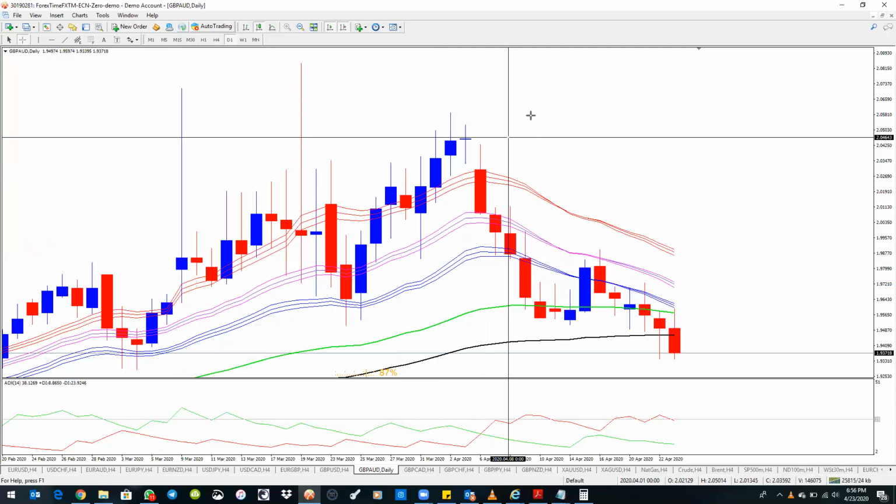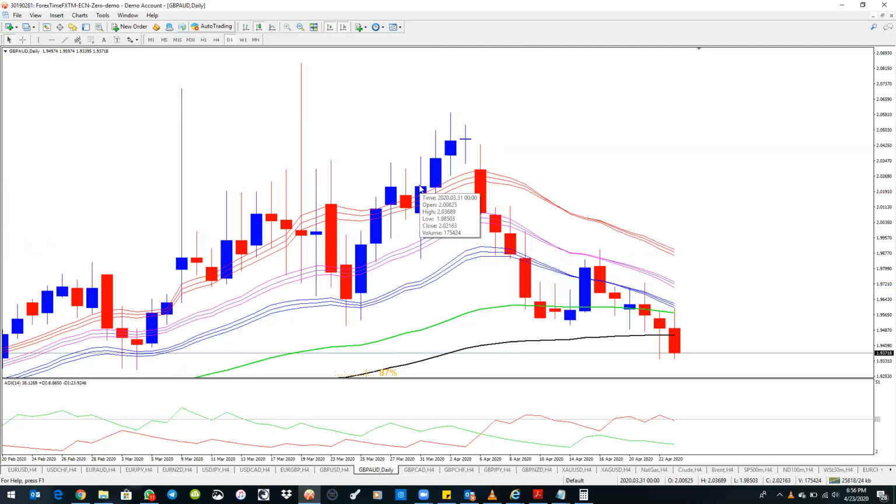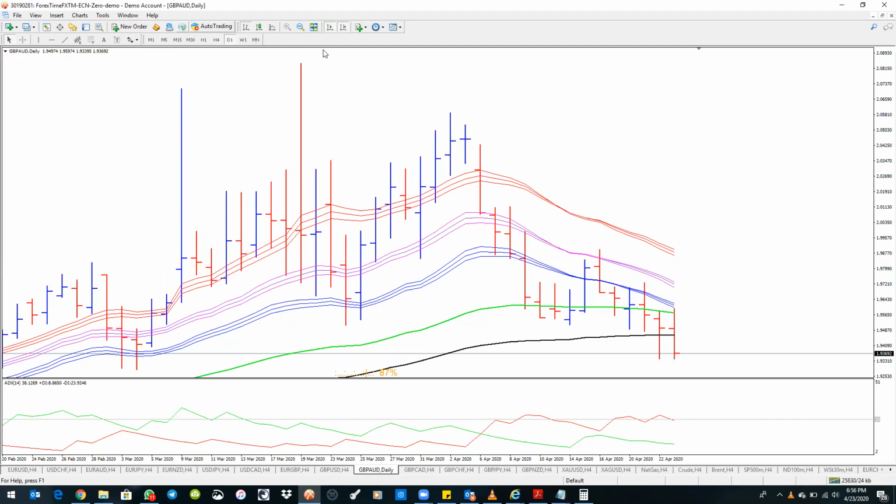Okay, so we have candlesticks, we have the open, high, low, and close. Now, there's another type of chart. It's called the bar chart. Now, the bar chart is a little bit more complicated to read, but it is pretty much the same thing. You still have your open, you have your high, you have your low, and you have your close.